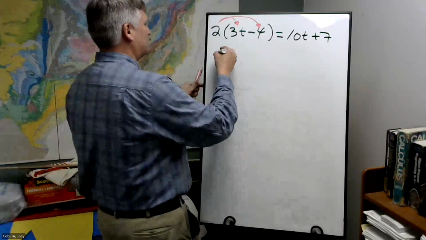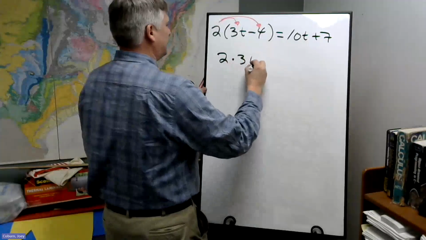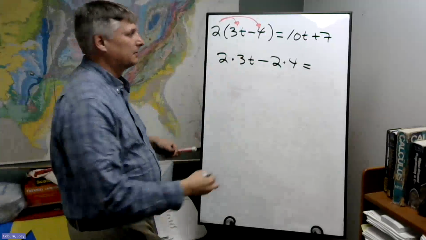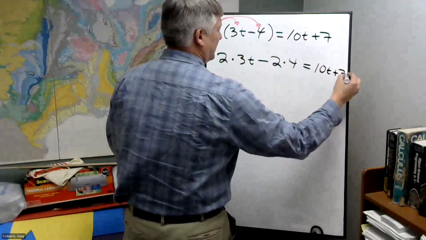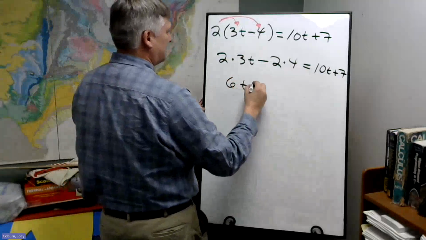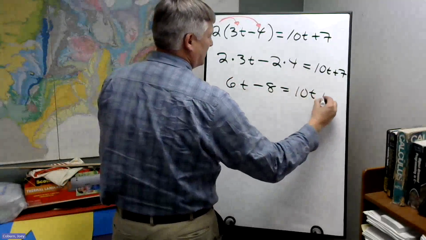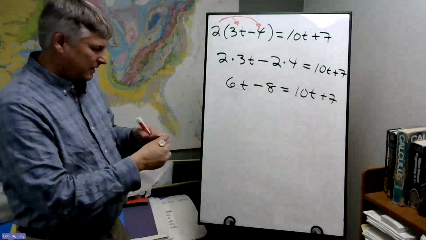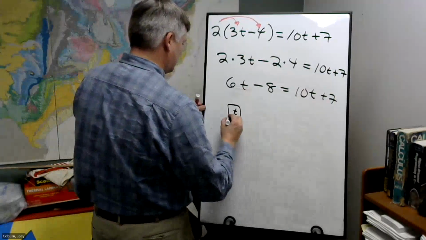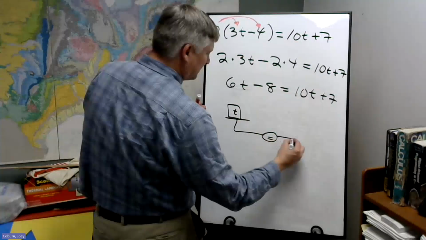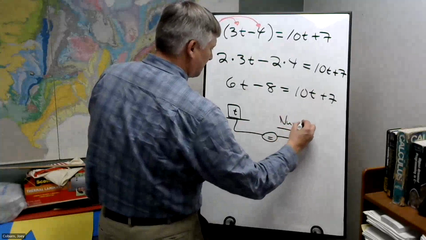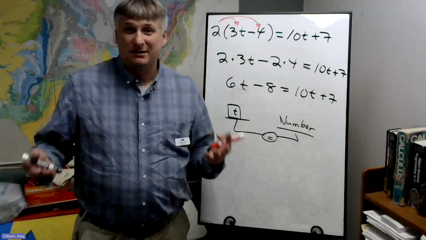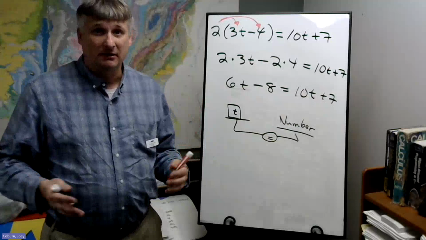So what we'll get, 2 times 3t minus 2 times 4. And again, the distribution's only what's inside the parentheses. So 10t plus 7. And we get 6t minus 8 is 10t plus 7. So we want to get t on one side, because again, we want a t term on one side balanced by some kind of number on the other. And so with t balanced by some number, that tells us how much t, in a sense, weighs, or what's the quantity of t.